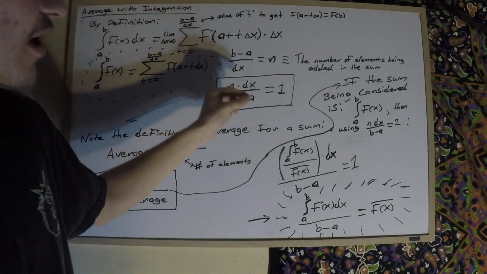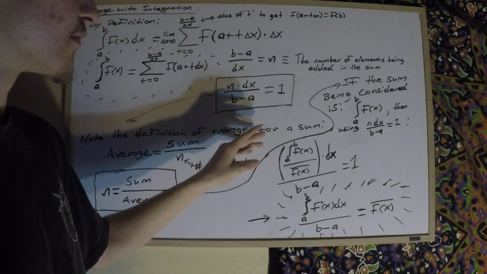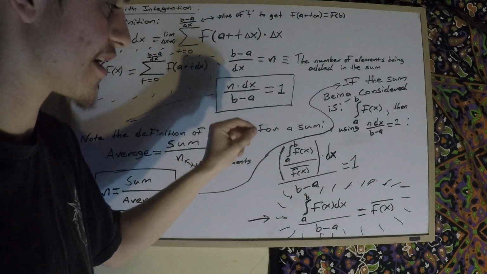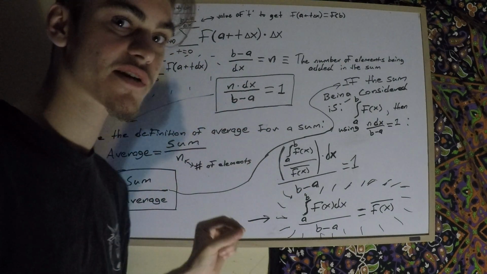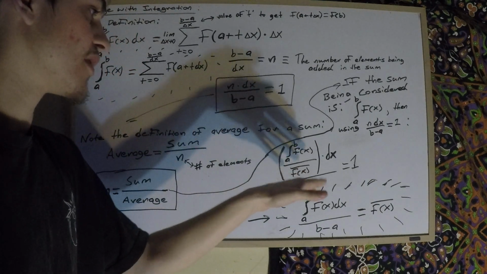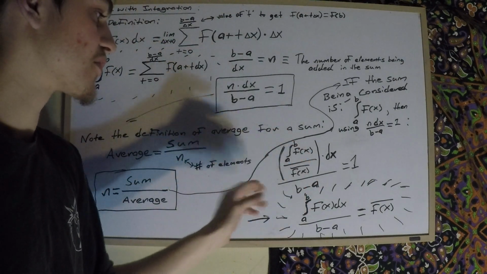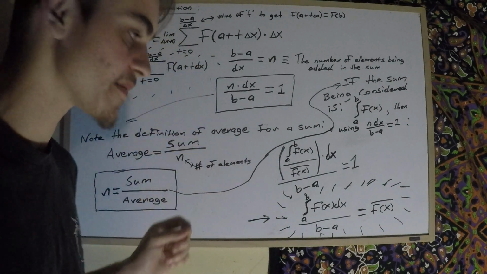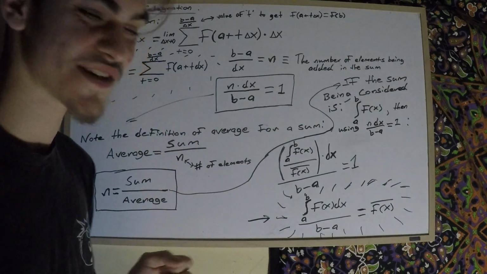So you can do some more algebra. What you get is you multiply each side by the average of f of x, and you get the integral from a to b of f of x dx over b minus a. It's equal to the average of f of x.